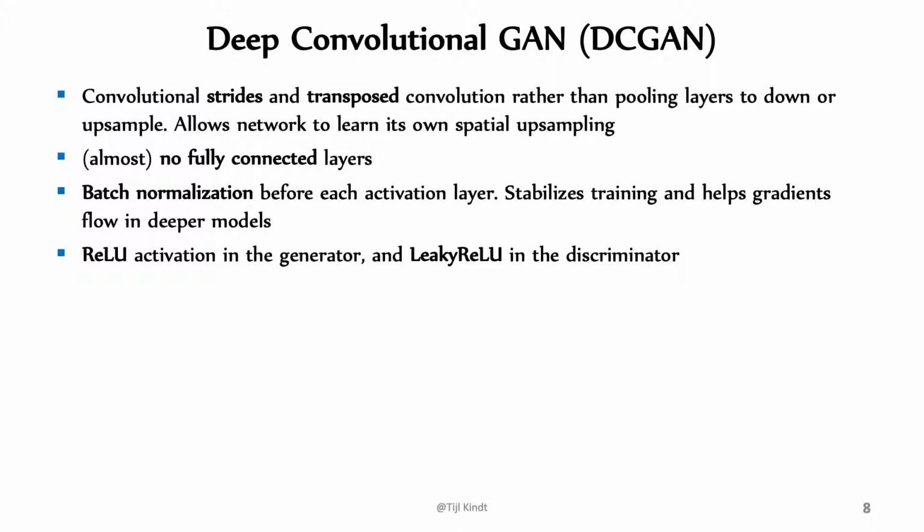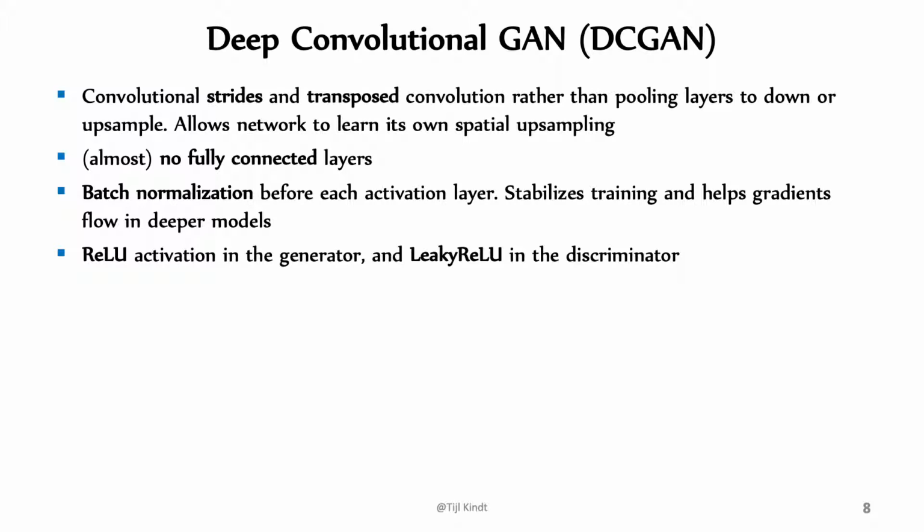Also, there are almost no fully connected layers, so it's really just the convolution layers. And we have batch normalization before each activation layer. What batch normalization does is that it normalizes the activations in each layer to a mean of 0 and unit variance. And this helps stabilize the training and helps the gradients flow deeper into the model.